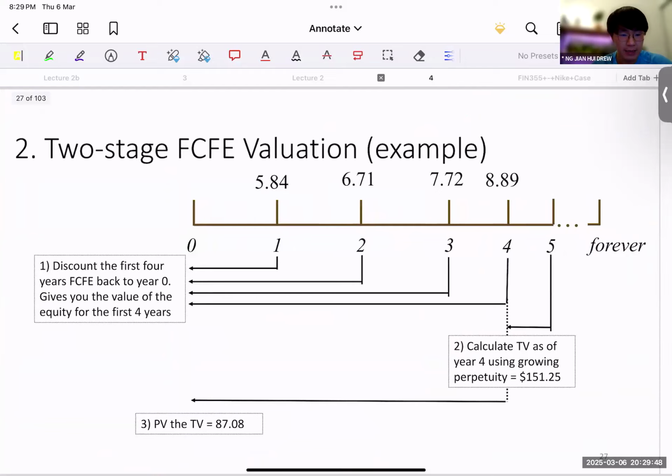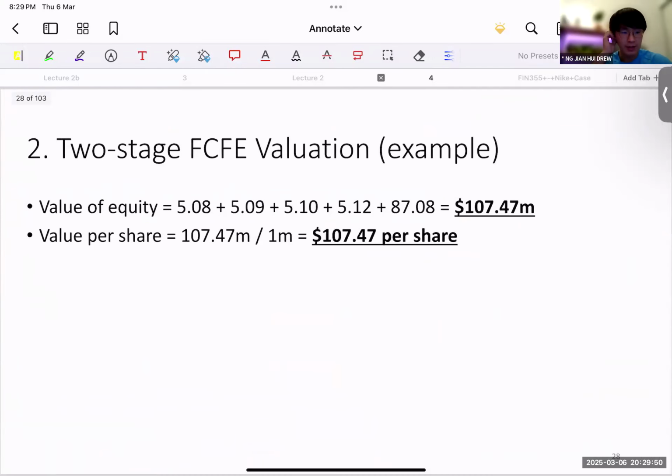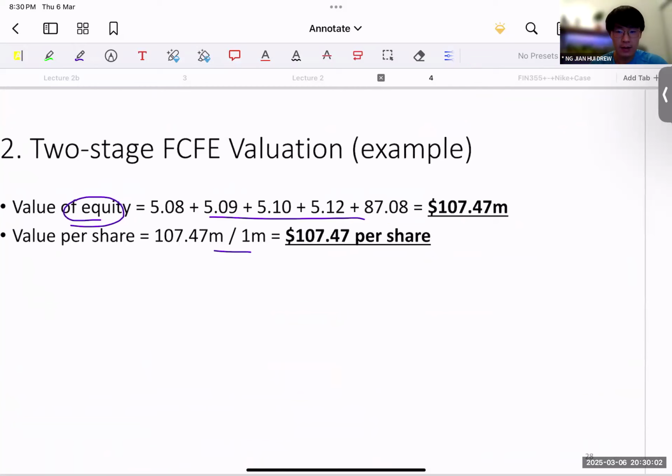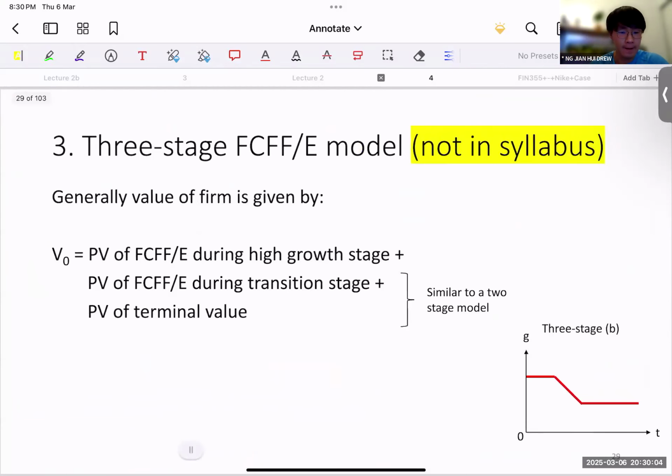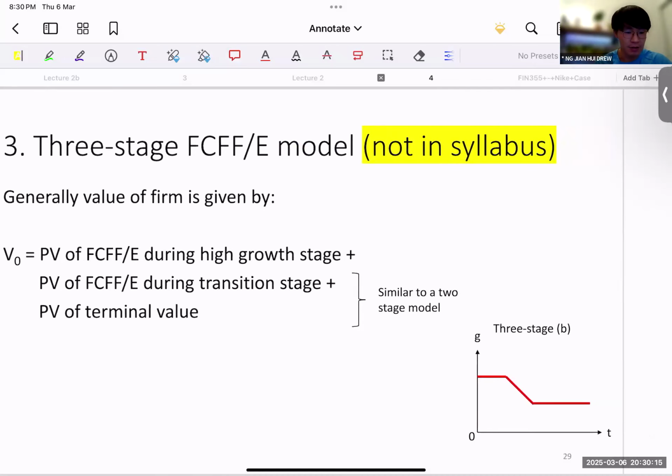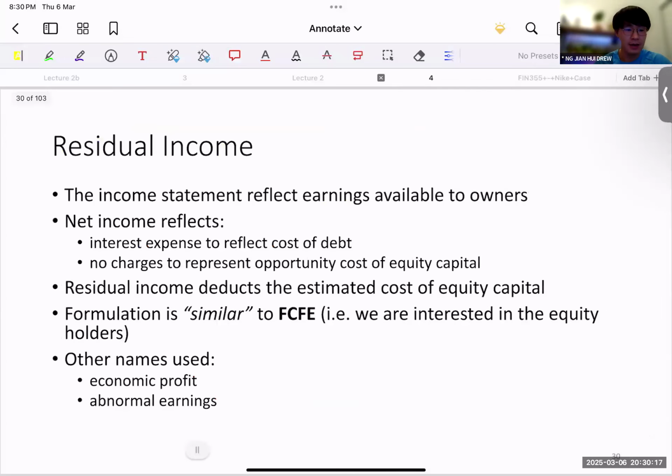Okay, this one is a repeat. Let's not talk about this. You add up the values, you get the value of equity divided by number of shares. So you get value per share. Three-stage: we're not going to cover this because it's not part of the syllabus, even though it's part of the CFA, but let's not talk too much about this.